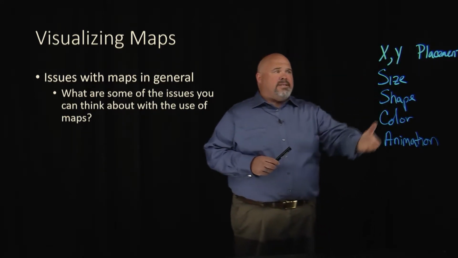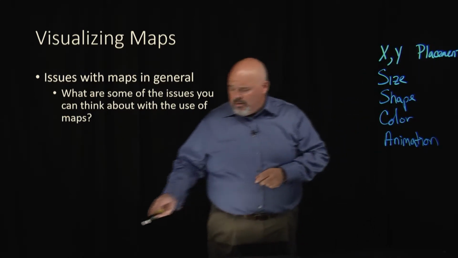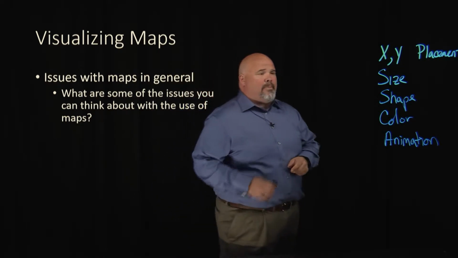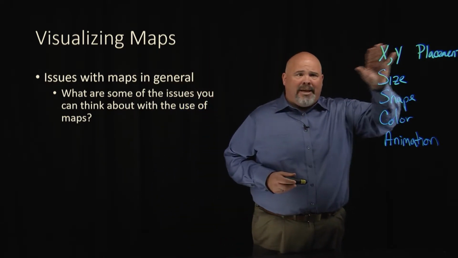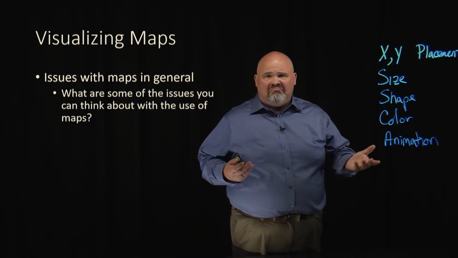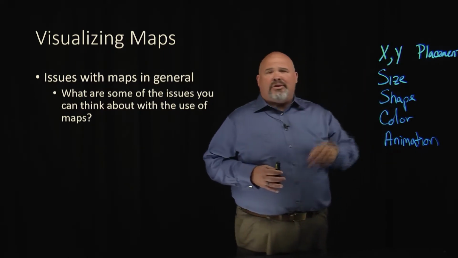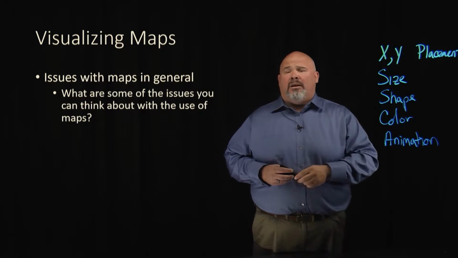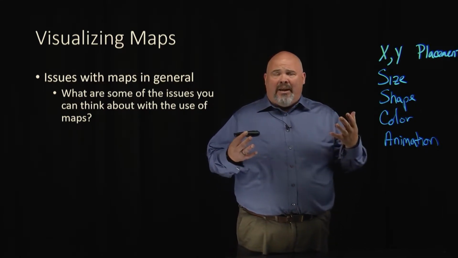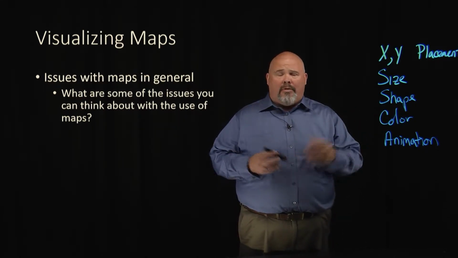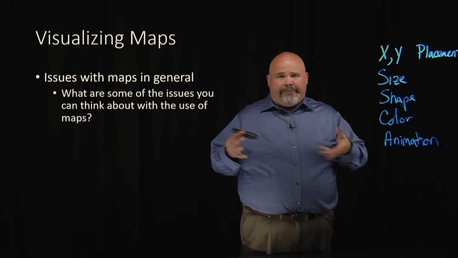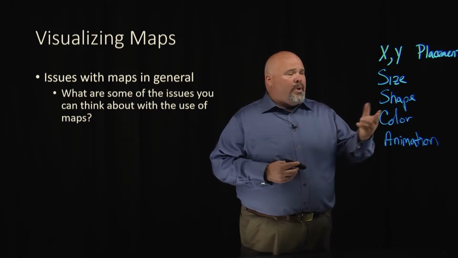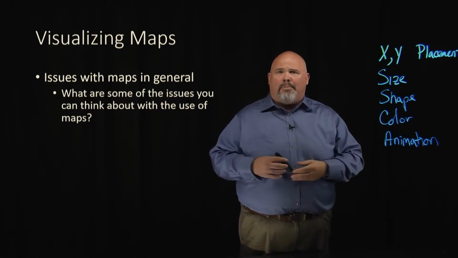How many of these do we lose when we're using a map? Can we change the XY placement of the states or the countries? No. Can we change the size or the shape of the countries? No. Now we can change the color of the countries, or the states, or the different geographical units, whatever they are. We can change the color, and we know that that's called a choropleth map.